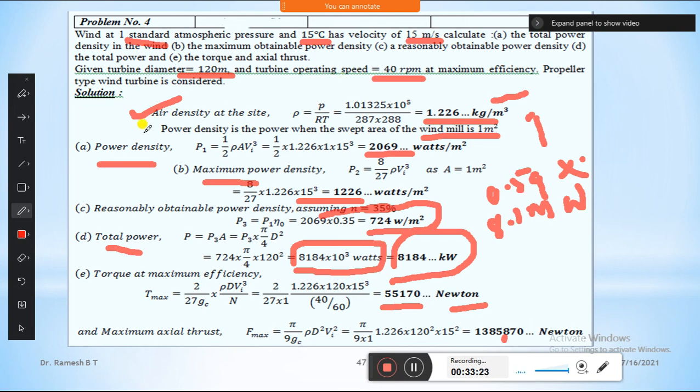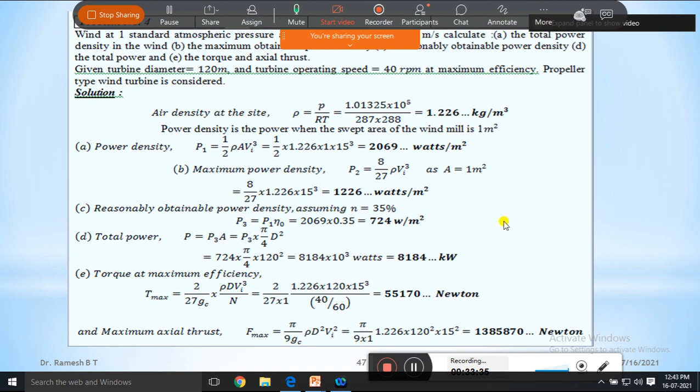Clear? So like this, you have to calculate the torque, the axial thrust, the total power, the power density, and the maximum power, as well as the air density. Okay, this problem may be asked for 10 marks in the examination.